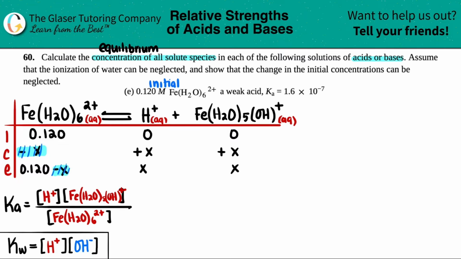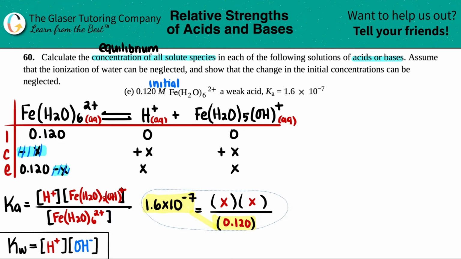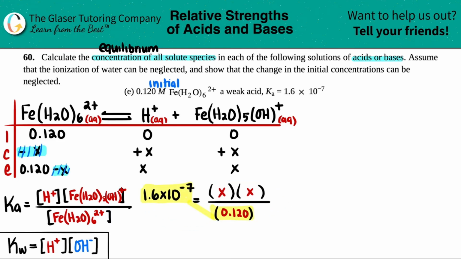So now let's just plug in our values. Ka, they told us, was 1.6 times 10 to the negative 7th equals something divided by something else. We got the two values up top. We got the 1 on the bottom. X times X. We're only taking equilibrium values, and 0.120. We can cross multiply, right? The 1.6 times 10 to the negative 7th times the 0.120. X times X is X squared.